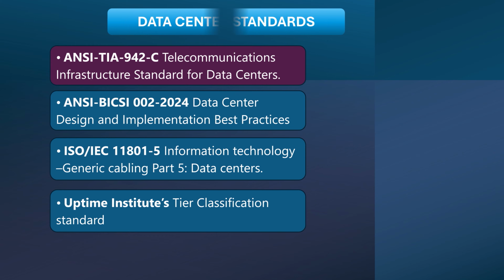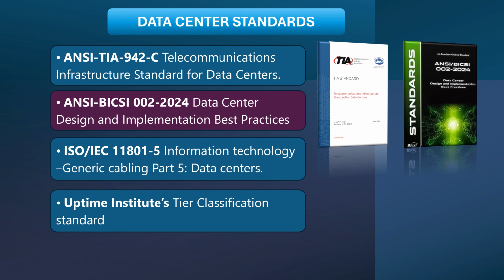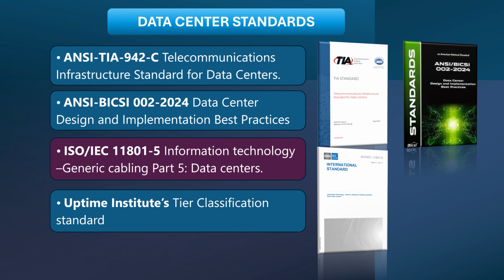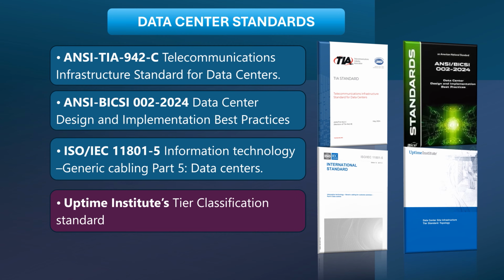There are 4 primary standards supporting the design and operation of data centers. ANSI/TIA-942-C, Telecommunications Infrastructure Standard for Data Centers. ANSI/BICSI 002-2024, Data Center Design and Implementation Best Practices. ISO/IEC 11801-5, Information Technology, Generic Cabling for Customer Premises, Part 5, Data Centers. Uptime Institute's Tier Classification Standard.